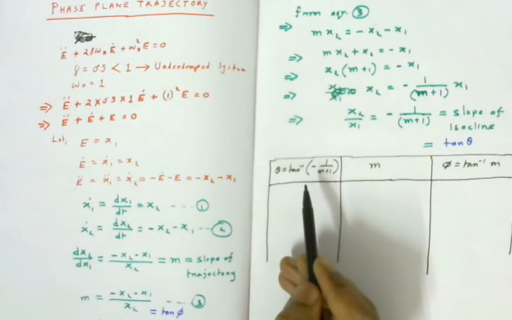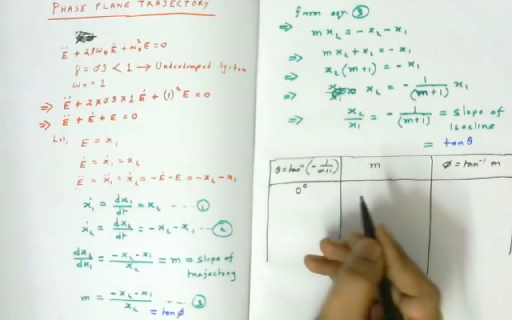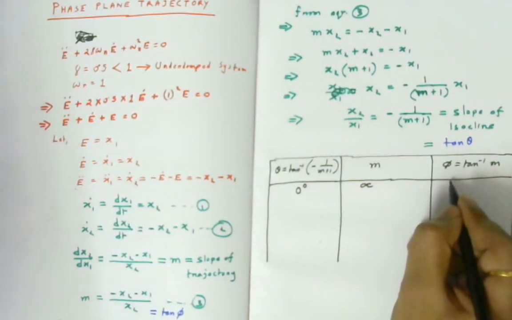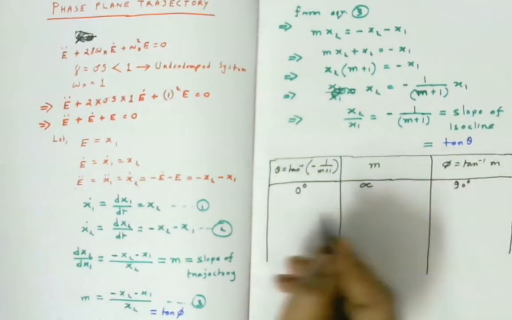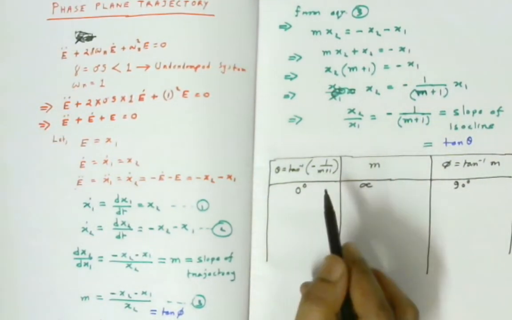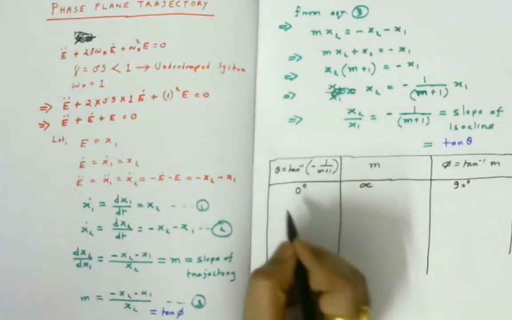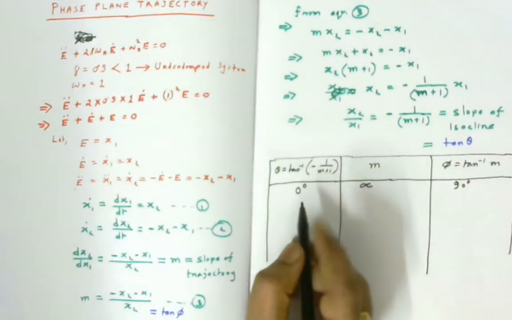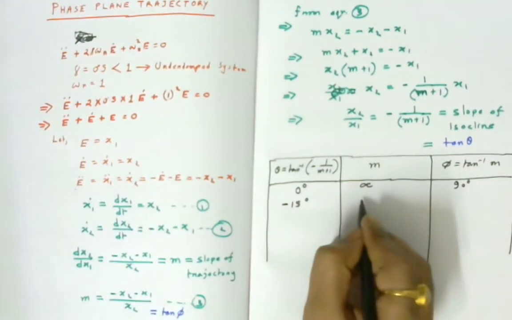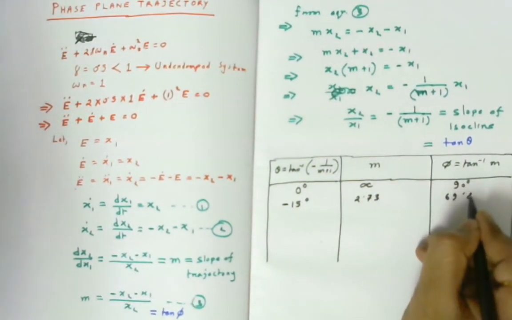Okay. So if I consider theta equals 0 degree, then the value of m is found to be infinite, and the value of phi would be 90 degree. If you take this angle anti-clockwise or clockwise, whatever you prefer, considering total 360 degree on the phase plane, I'm considering here the negative angle, say minus 15 degree. For minus 15 degree the value of m is found to be 2.73, and the angle is 69.89 degree.